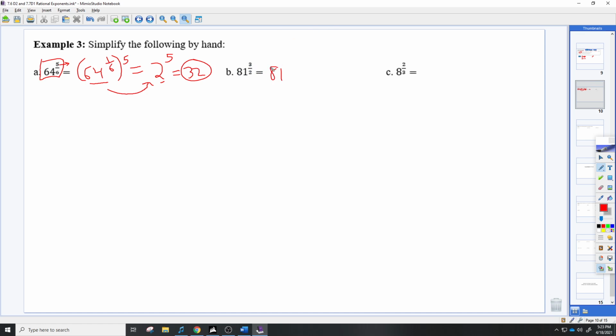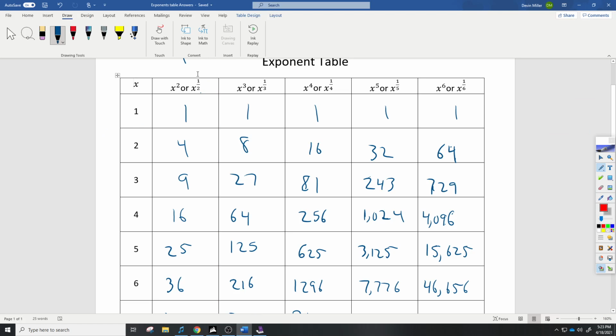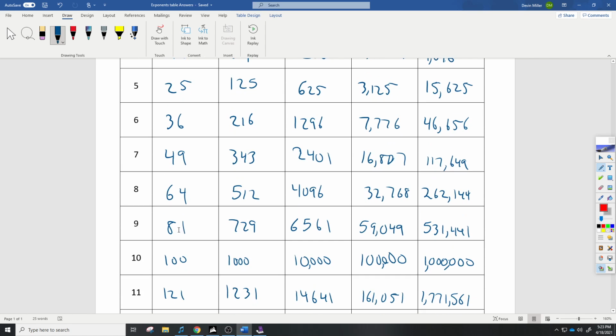81 to the 3 over 2. So it's 81 to the 1/2. Try this again. And then we're going to put the 3 on the outside, and then do the 2 steps using the chart. 81 to the 1/2. So we've got to find the 1/2 power. Here's 1/2. Go down to 81. Here it is. Read across. It's 9.